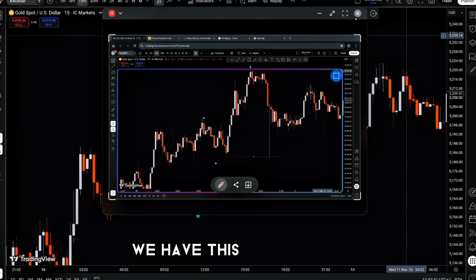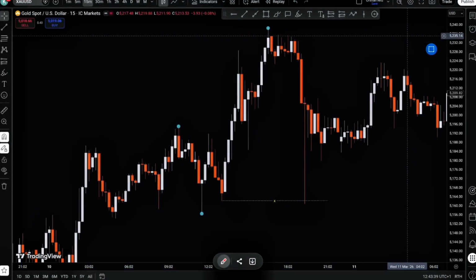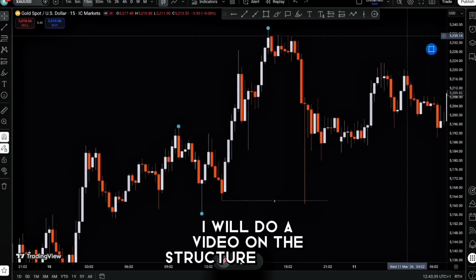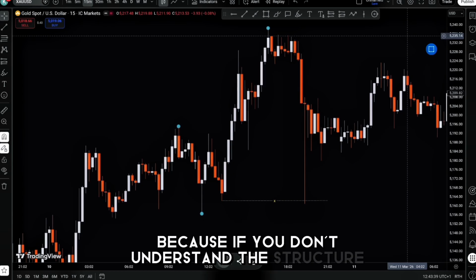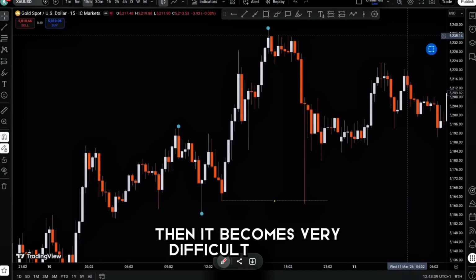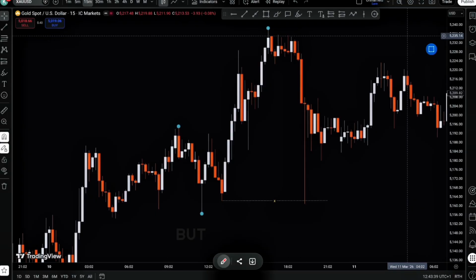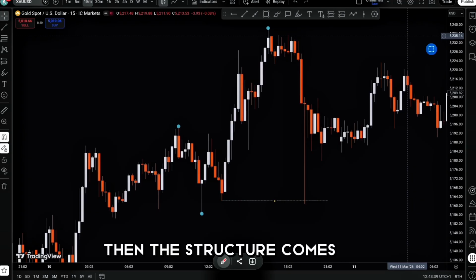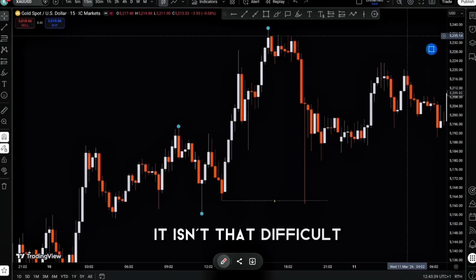We have this example here. So if you look at it here, you need to mark the structure first. I will do a video on the structure for the next one, because if you don't understand the structure, then it becomes very difficult for you to understand the liquidity. But you need to get the liquidity idea first, then the structure comes later. It isn't that difficult. So we take this high here.